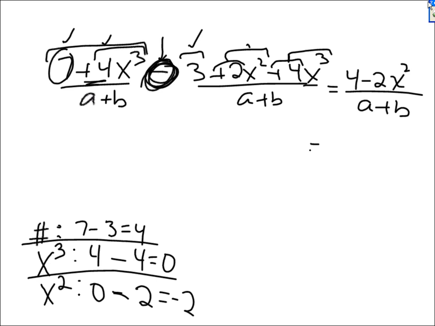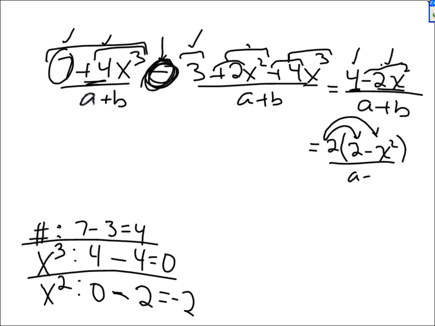And maybe you should factor the numerator. Between 4 and 2x squared, you can pull out a 2. And you'll get 2 minus x squared left over. To convince you, 2 times 2 is 4, and 2 times negative x squared is negative 2x squared. Oh, all over a plus b. So there is your final answer.